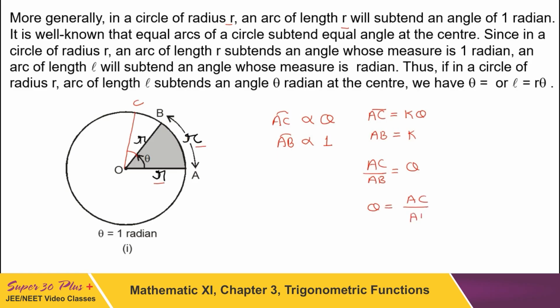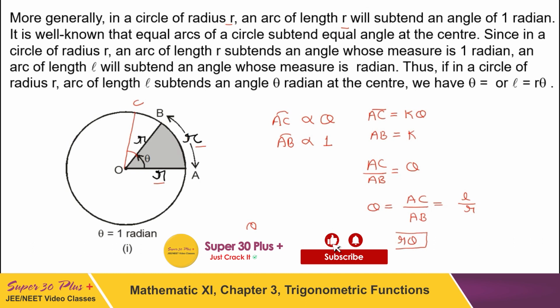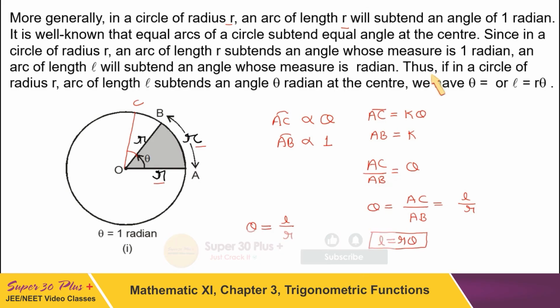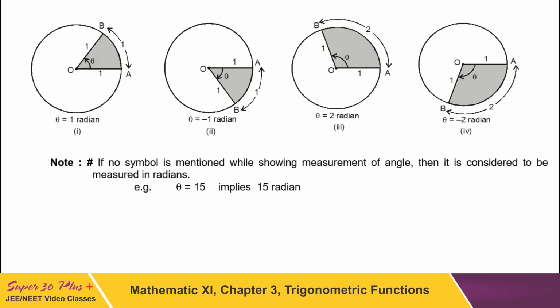What is AB? AB is the radius. And what is AC? AC is the arc length. Let it be L. So theta is L upon R, then you can say L is equal to R theta. This is the important formula. And in this formula, theta is equal to L upon R, which is the angle in radians. Thus, if in a circle of radius R, an arc of length L subtends an angle theta radians at the center, we have theta is equal to L upon R or L is equal to R theta. Students, here are some figures.